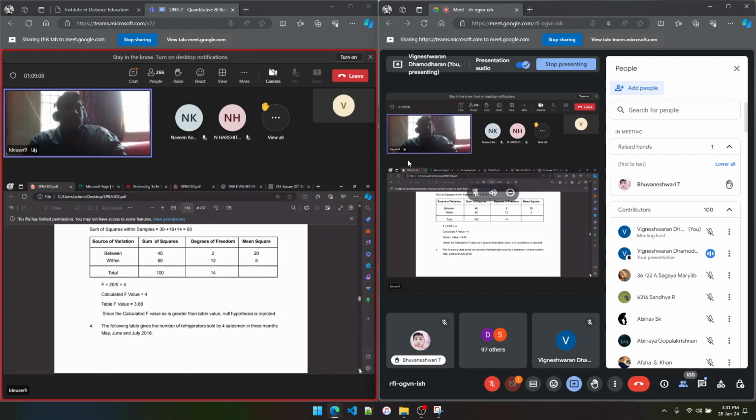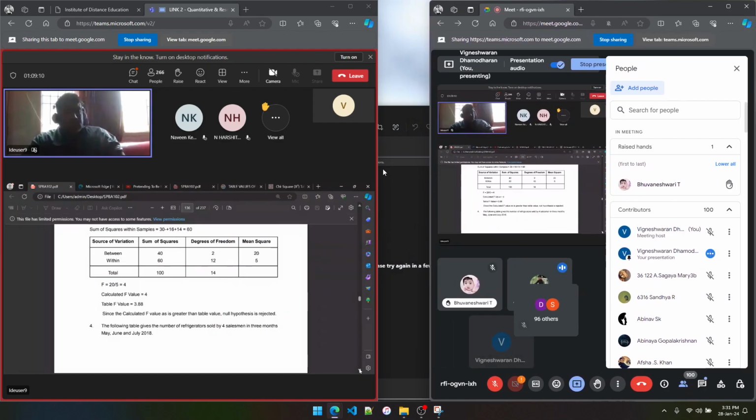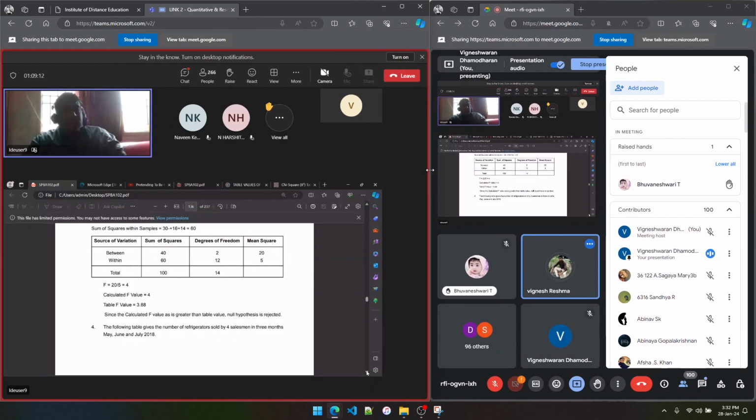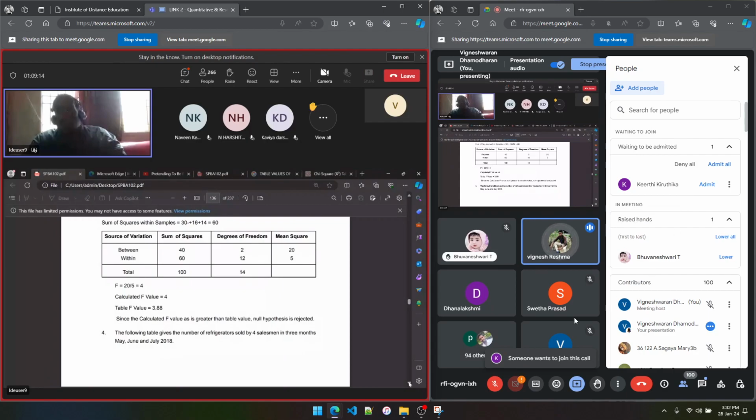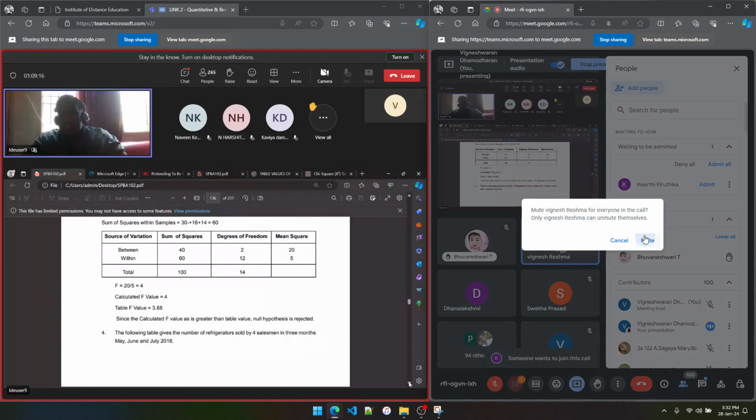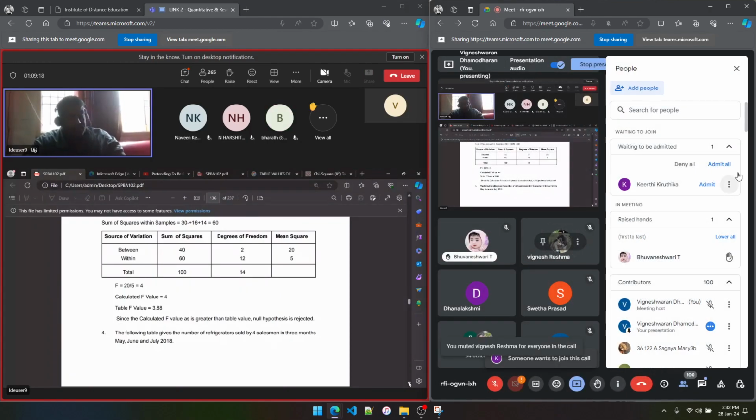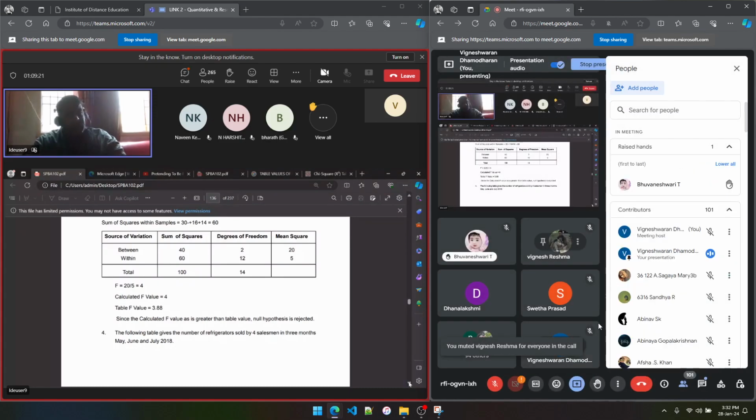Now, here we are comparing the calculated value and the table value with one another. Here, the table value is greater than the calculated value. As usual, we should say the null hypothesis is rejected.